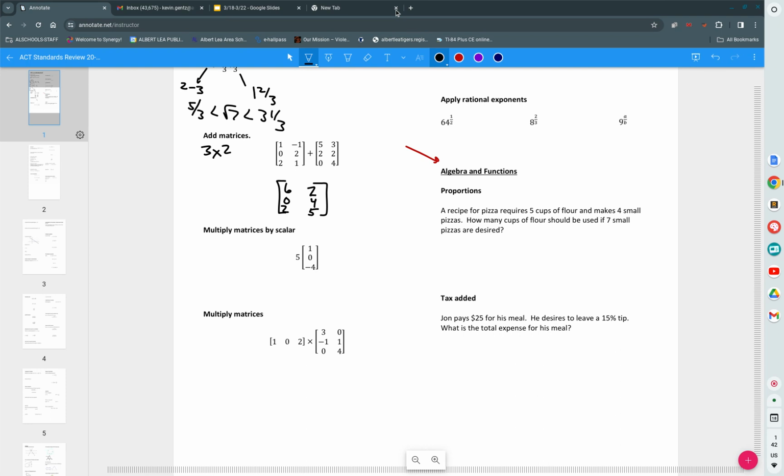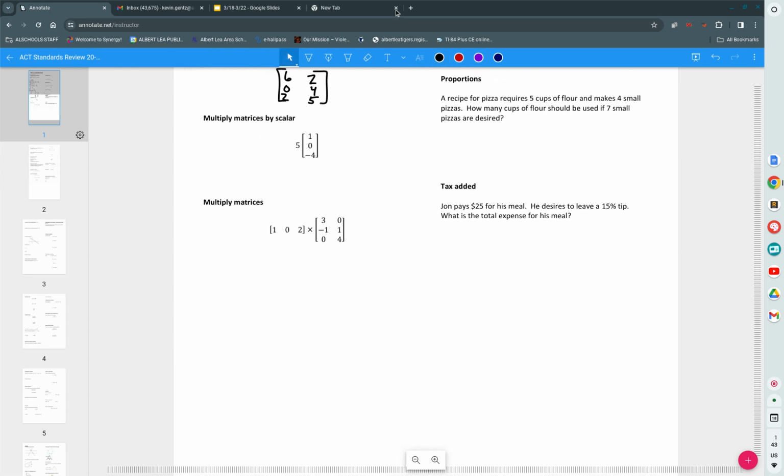No big deal, right? If you're asked to multiply by a scalar, we talk about that number out in front as a scalar. It just scales it either larger or smaller. We get the same size matrix. It's a 3x1, and we get a 5, a 0, and a -20. We just simply multiply that through.